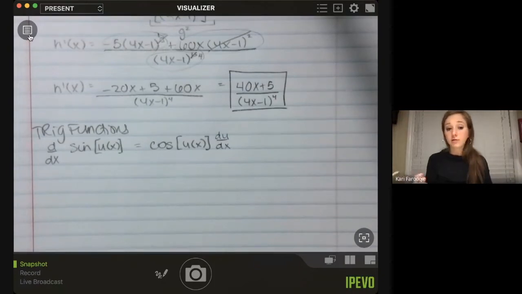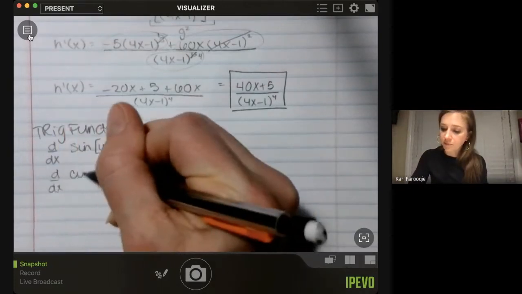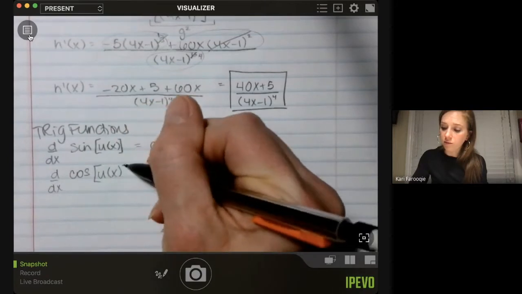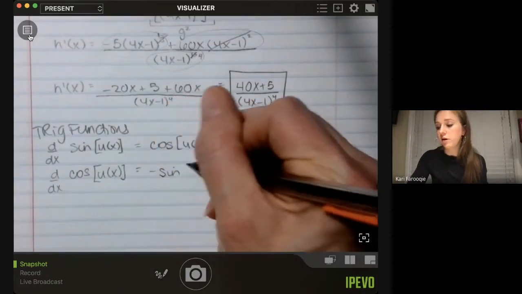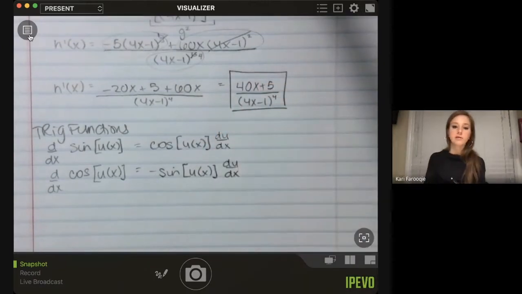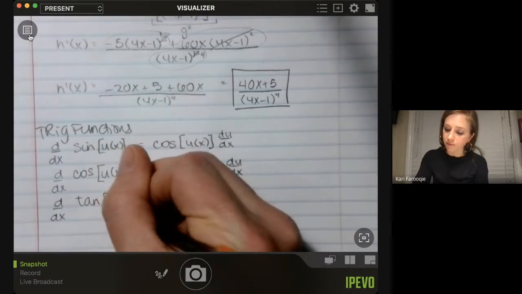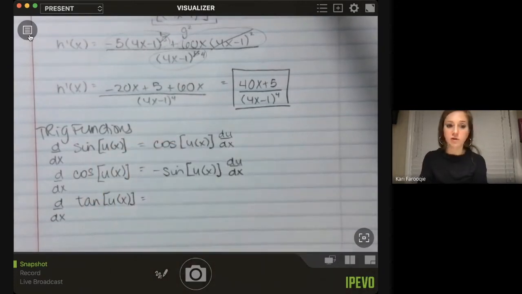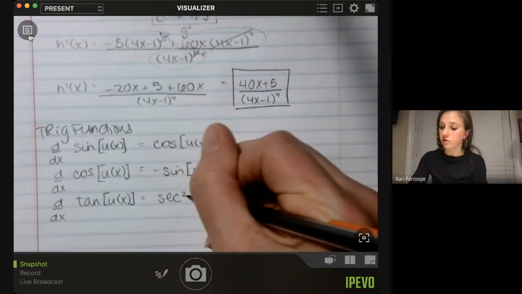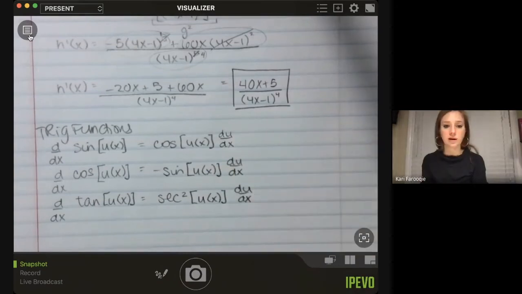Now, you're going to see that all of these are going to work the same way. So for cosine, if I'm taking the derivative of the cosine of some function of x, that's just going to be negative sine of some function of x times the derivative of u with respect to x. So remember, if it's a co function, its derivative is negative. We also have a rule for tangent of some function of x. Our derivative would be secant squared u of x times the derivative of u with respect to x.